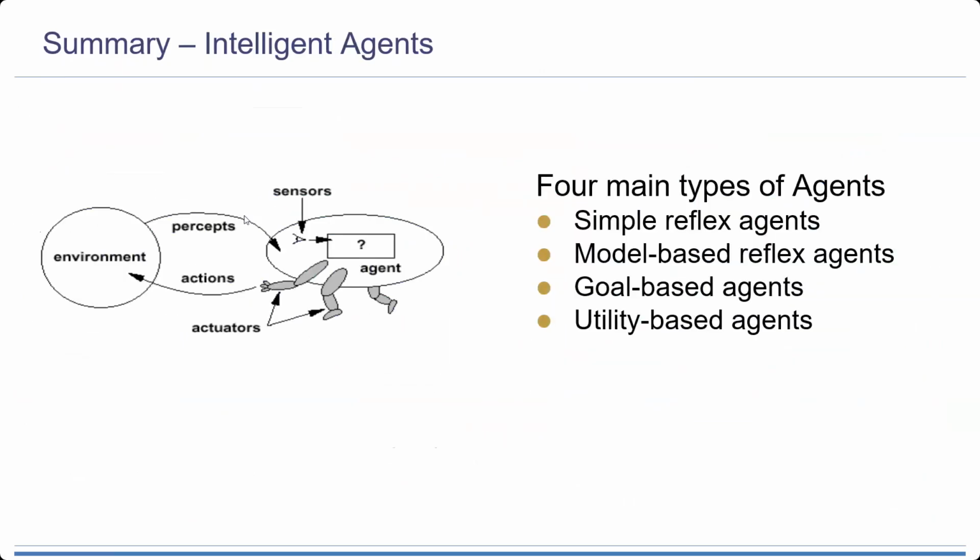And we learned about the intelligent agents. So the agent has the sensors to perceive the environment, and then something will happen in the agent, so it can produce the actions to the environment. So you will learn four main types of agent: simple reflex agents, model-based reflex agents, goal-based agents, and utility-based agents.